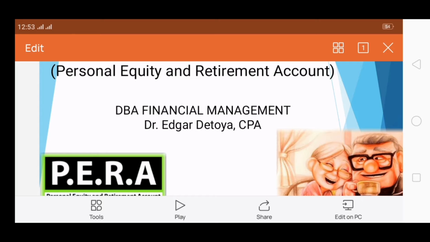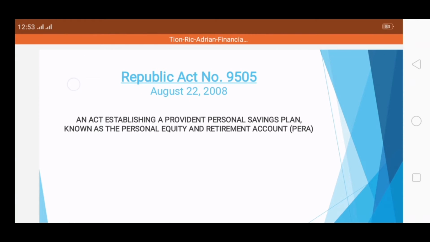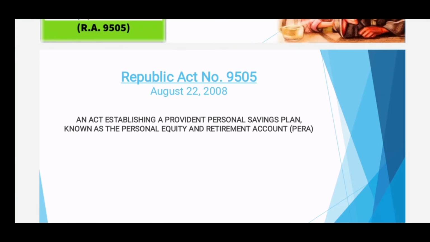Personal Equity and Retirement Account. Republic Act Number 9505, August 22, 2008. An act establishing a provident personal savings plan known as the Personal Equity and Retirement Account.